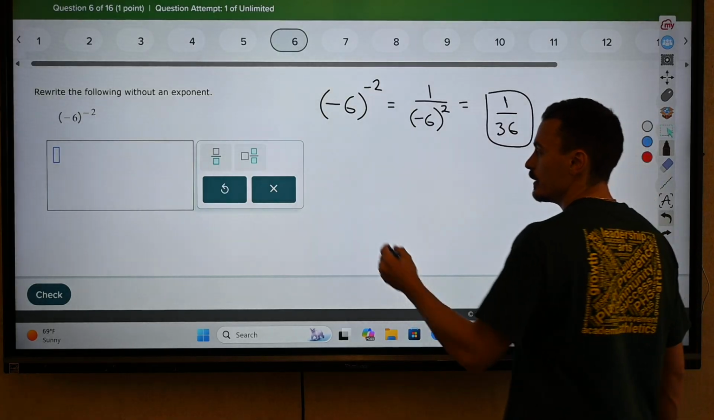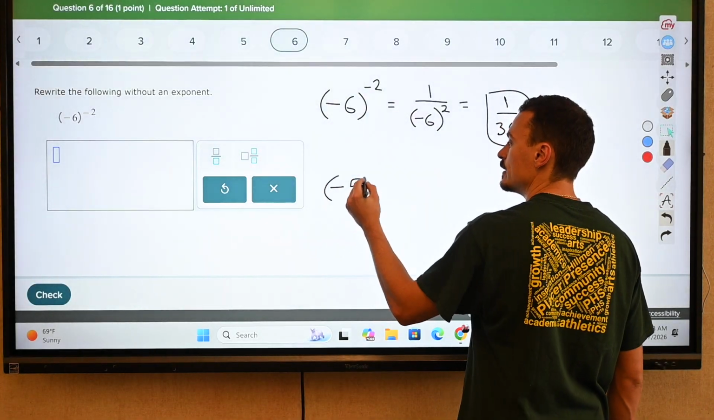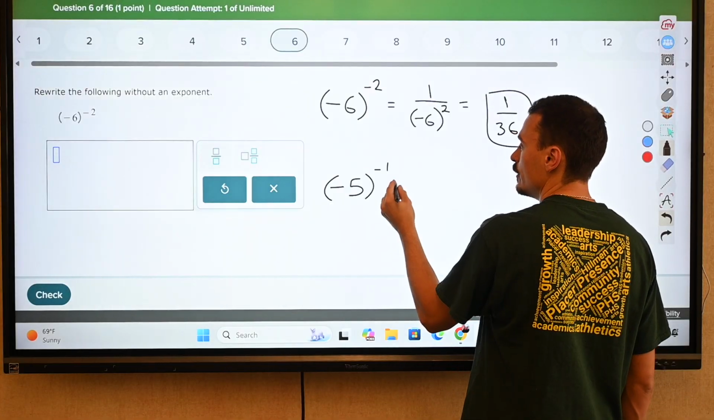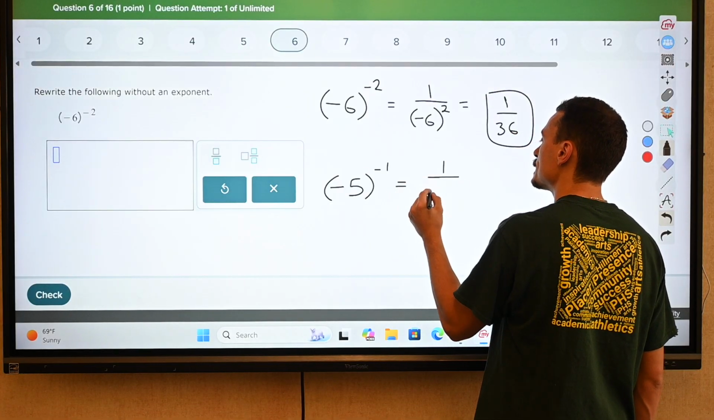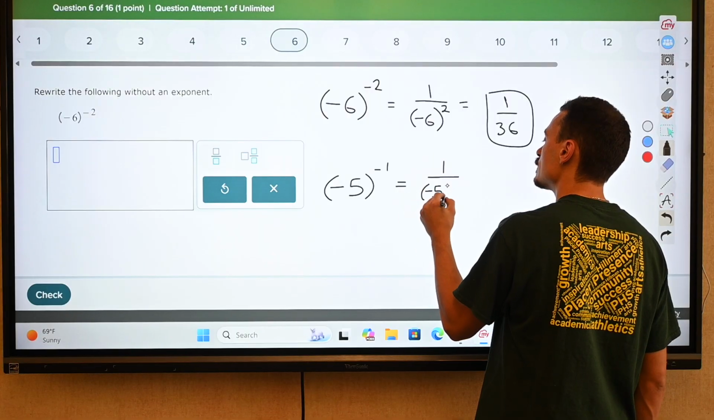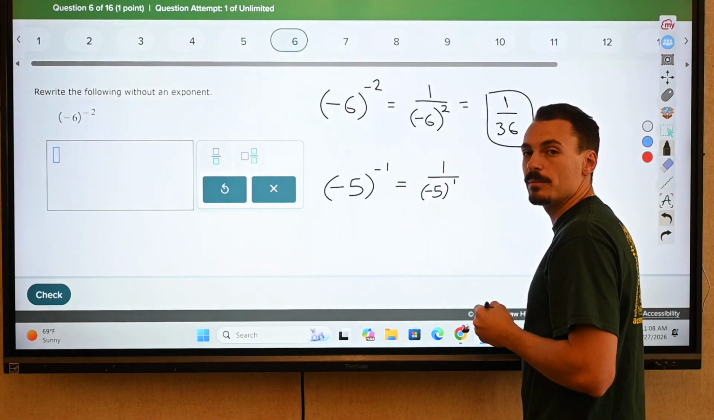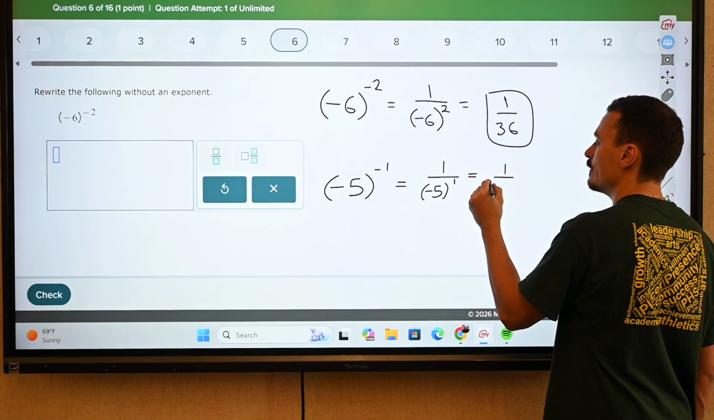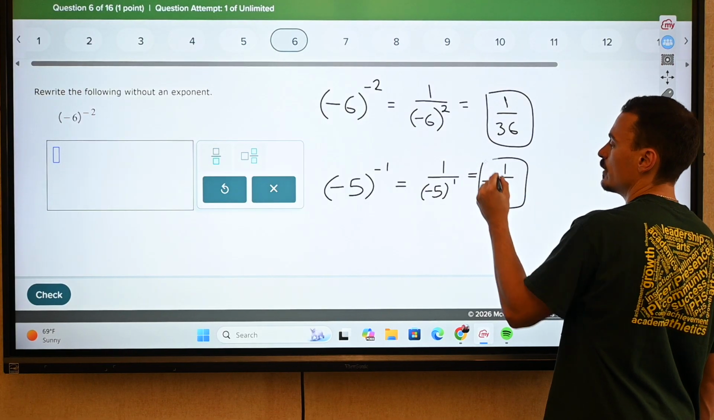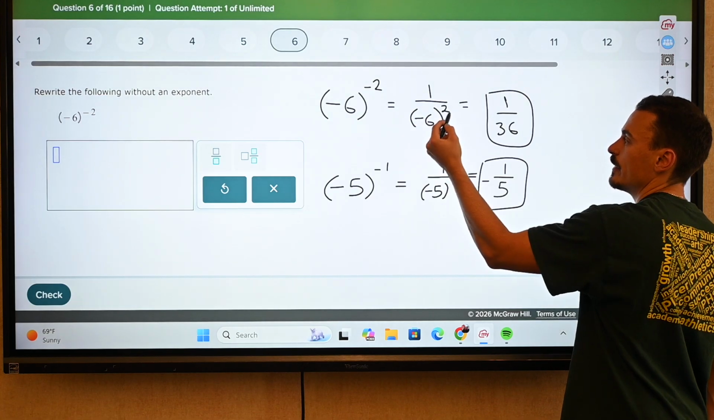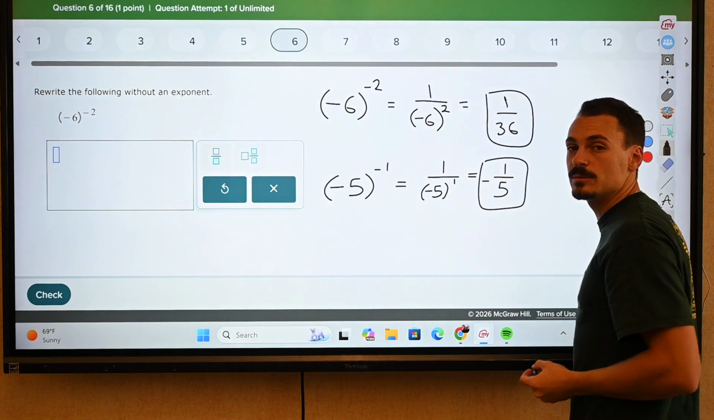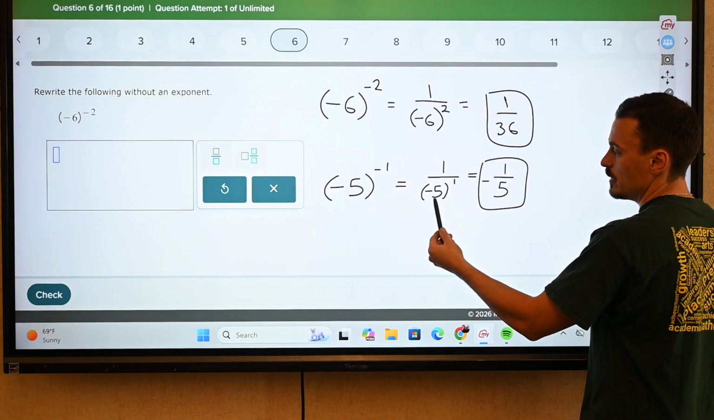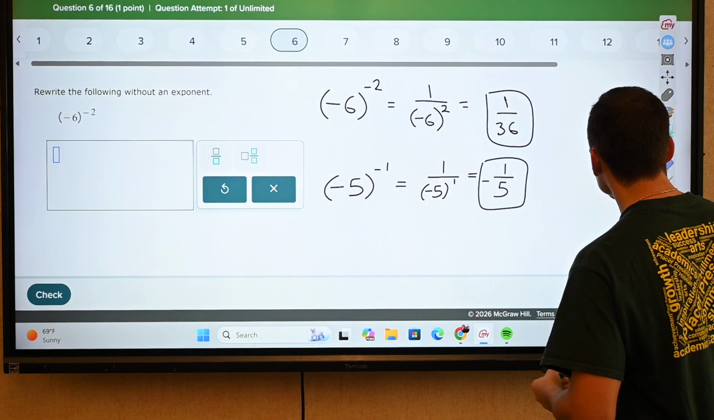Okay, real quickly, if you have a question that has a negative 1 here, or even a negative 3, you do it the same way. You flip it, make it positive, but negative 5 to the 1 is negative 5. So here you have a positive answer because of the even exponent. We've talked about this before. An odd exponent will keep the negative base negative.